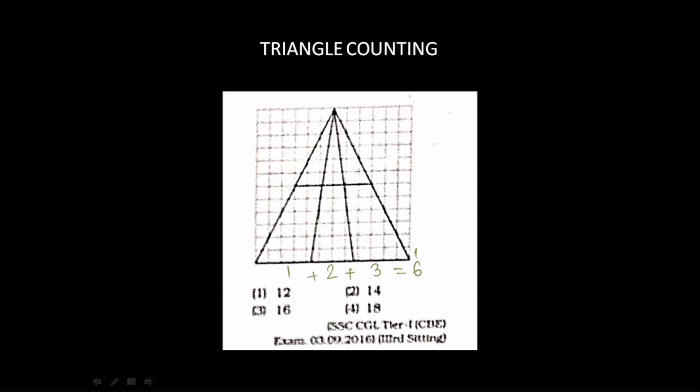And how many baselines are there? 2 baselines. So 6 into 2, 12. 12 is the right answer, right? I hope it is clear to you. Moving to the next one.